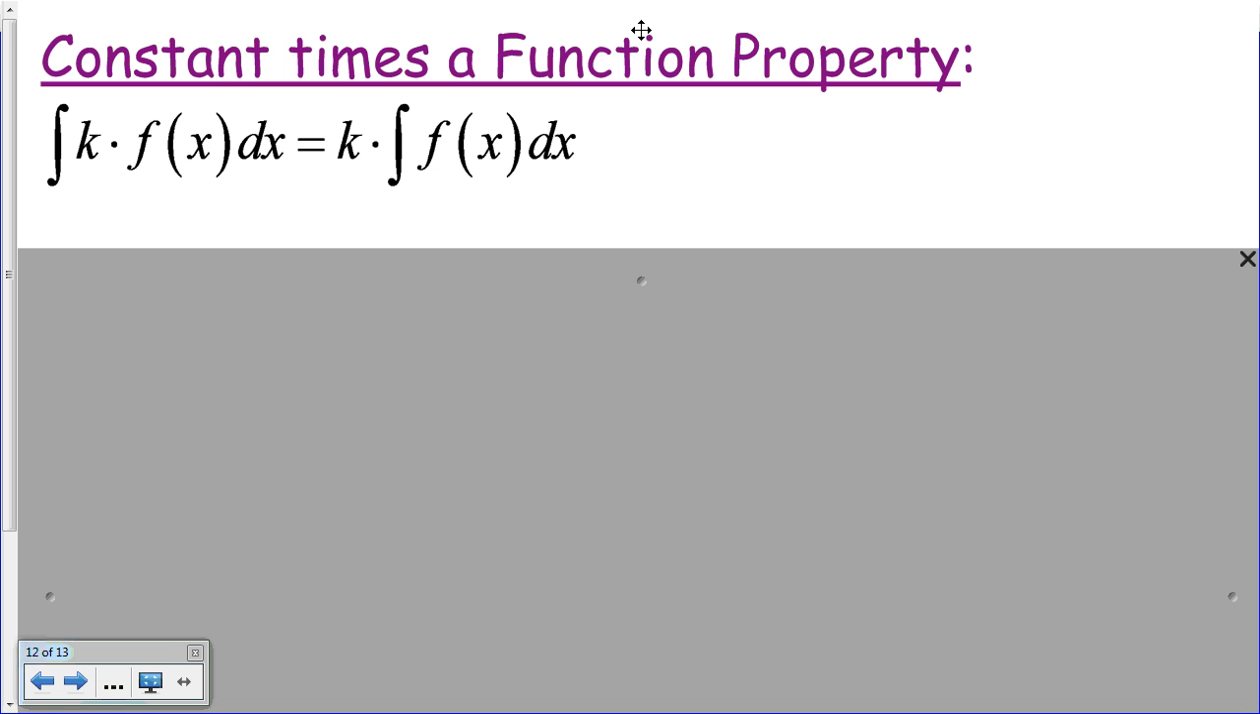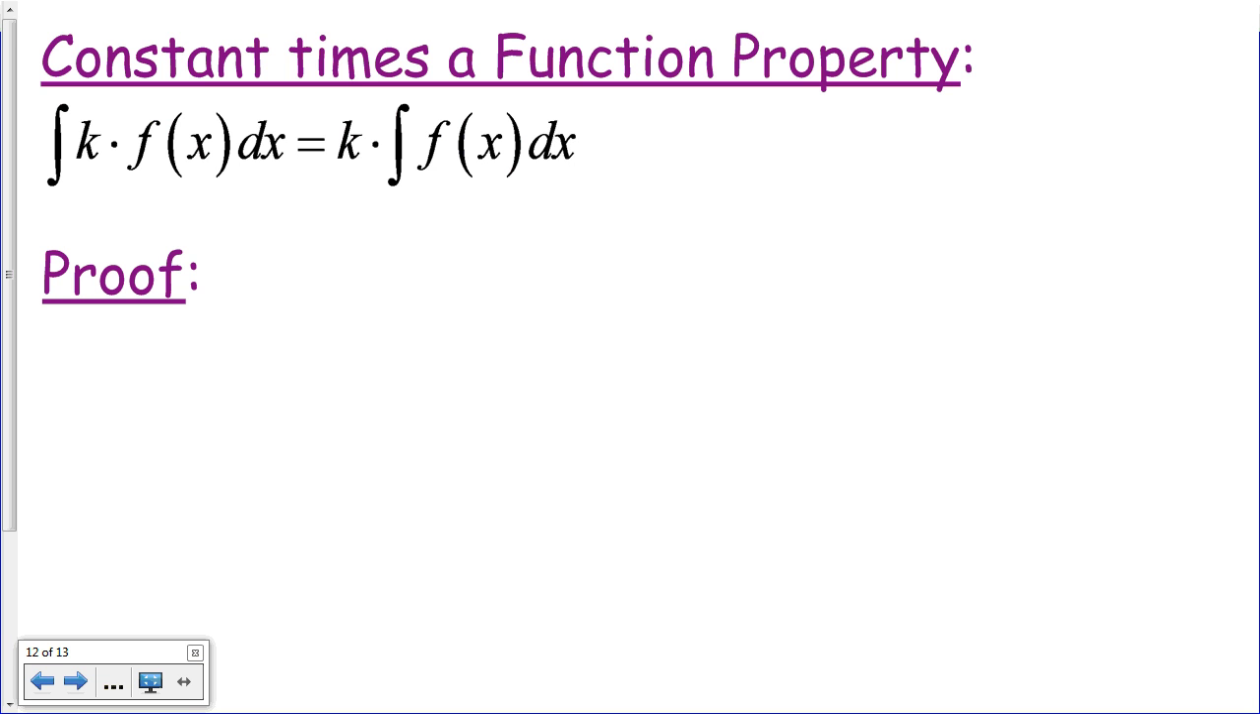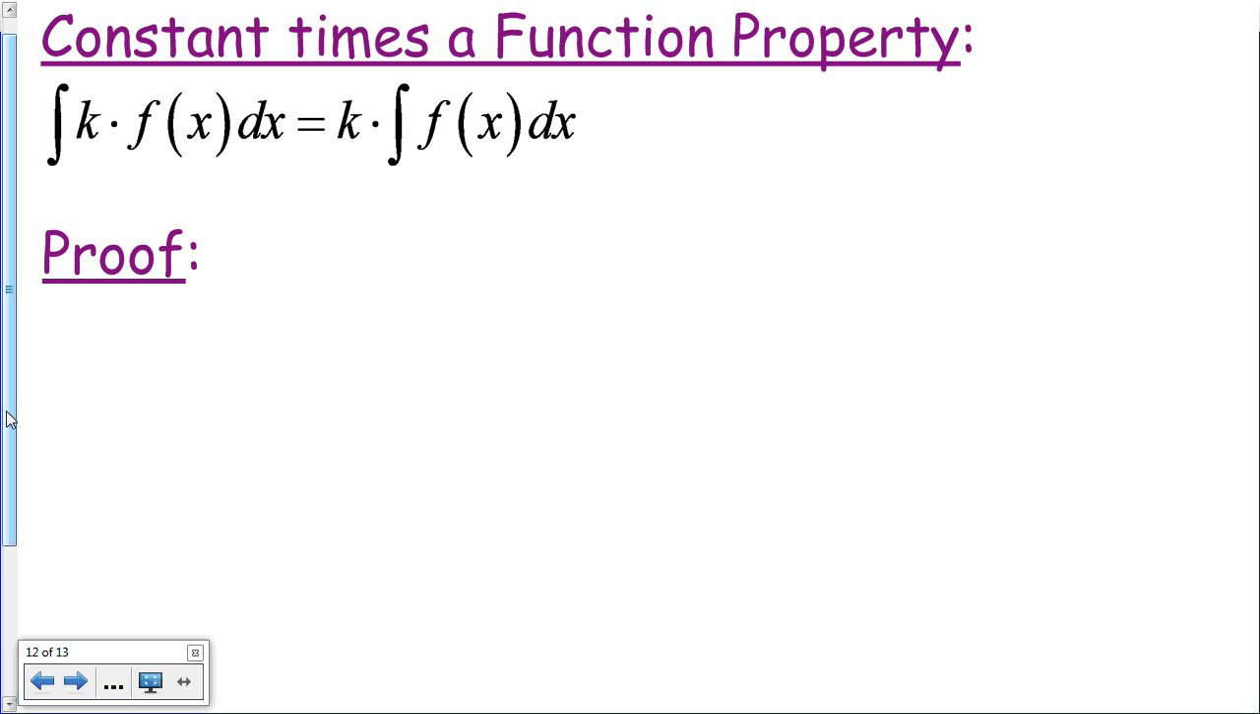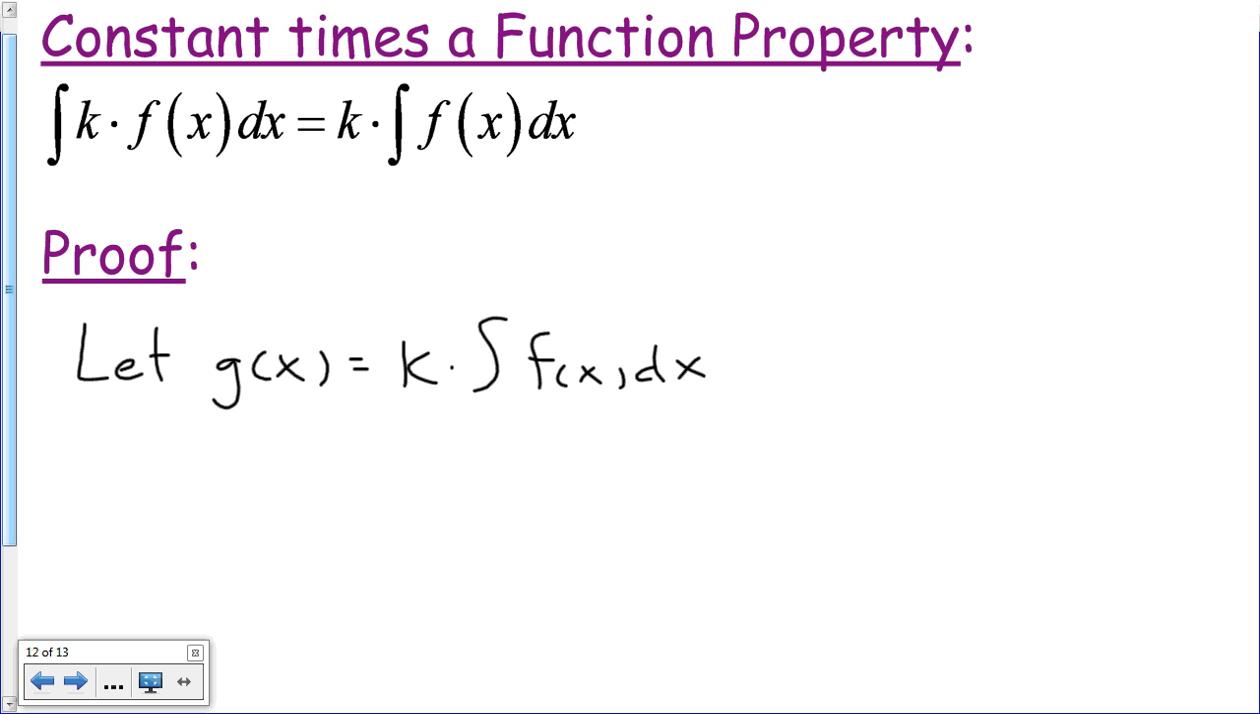All right, so let's see if we can go through and prove why this is the case. Some of the problems that you're going to do are actually going to ask you to do a similar type of proof, so it'll follow steps very similar to the steps that we're going to go through. So let's define g of x here, just so that we can easily refer to one side or the other of this equation and use the definition of an indefinite integral, which is really what this relies on. Let's say that g of x is equal to the right side, k times the integral of f of x dx.